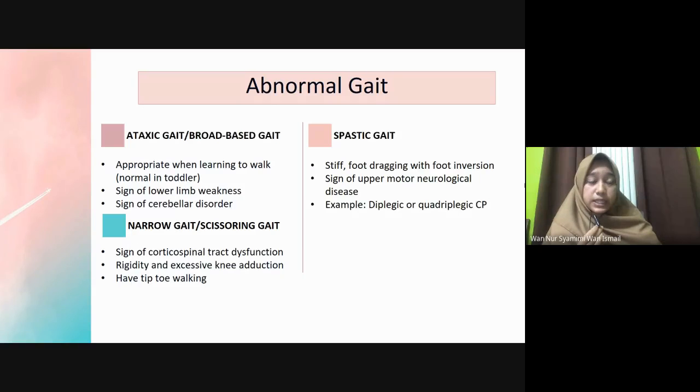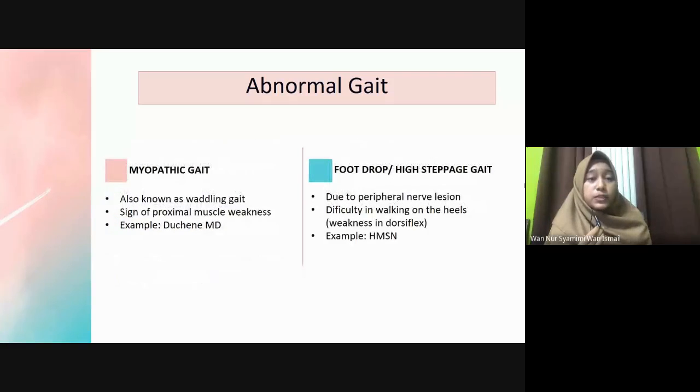Next is the spastic gait. As the name suggests, they have stiffness, and this stiffness causes them to drag their foot, and you can see that the foot is inverted. There is inversion of the foot, and you can see this in diplegic or quadriplegic cerebral palsy.